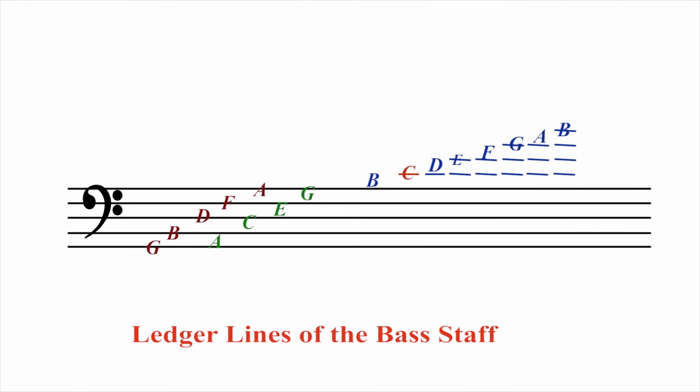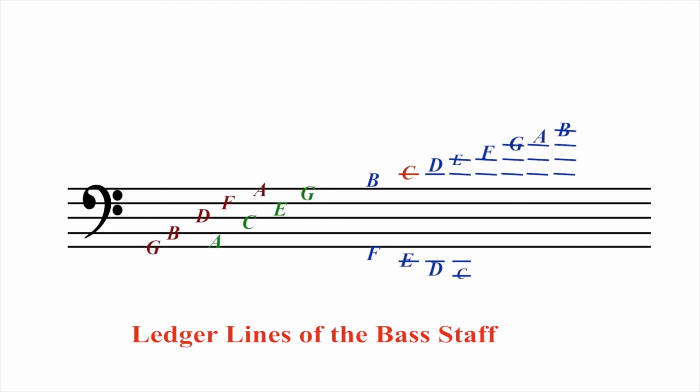Now, the ledger lines below the bass staff. Remember that the first line of the bass staff is G, and I'm counting downwards now, so I have to reverse my alphabet. So the space below the bass staff will be F. The first ledger line below the bass staff will be E. The space below the first ledger line is D. The second ledger line below the bass staff will be C.